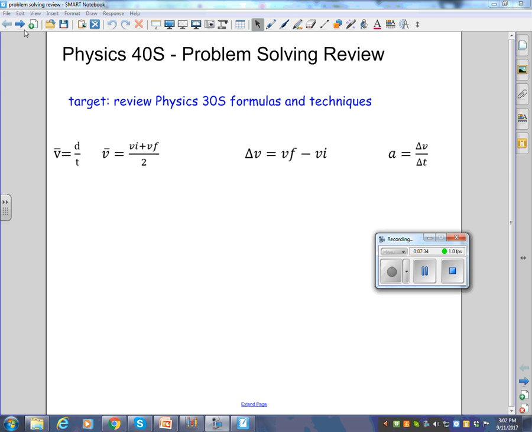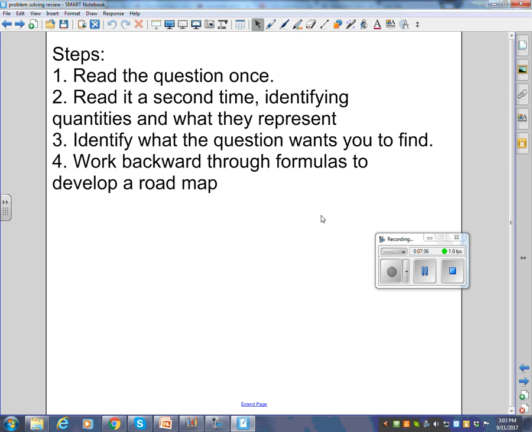Okay. So, some steps. Read the question once. Read it a second time, identifying quantities and what they represent. Some people like to write VI equals whatever. Some people just put a little VI above the number if you want to highlight. Whatever works for you, right? But I would encourage you to read it at least twice. Identify what the question wants you to find. You can't really do it until you know what you're trying to find, right? And then I always suggest working backwards through formulas to develop what I call the roadmap, right?